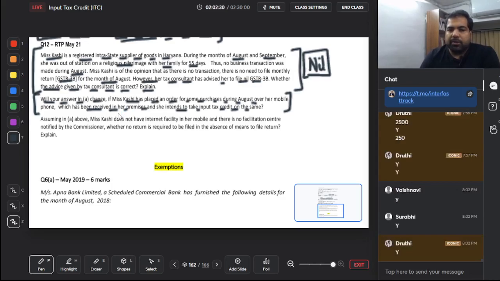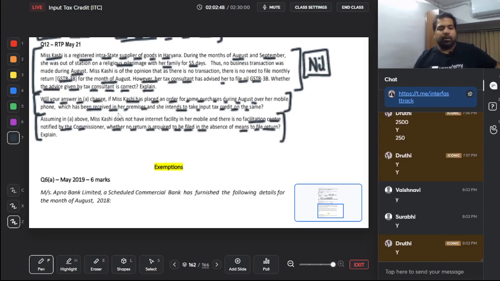Assuming in A above, Miss Kashi does not have internet facility on her mobile phone and there is no facilitation center, means offline center, notified by the commissioner, whether no return is required to be filed in the absence of means to file the return? No, even if you don't have internet facility, the government has created an SMS facility to file nil returns, but only to file nil returns. And that is the chapter, guys, returns.